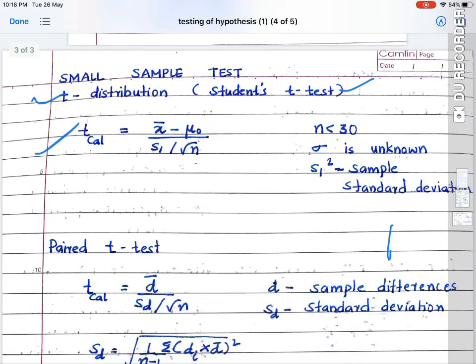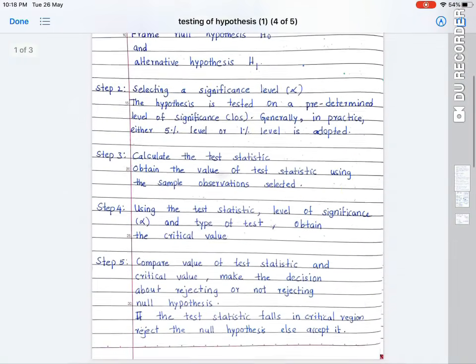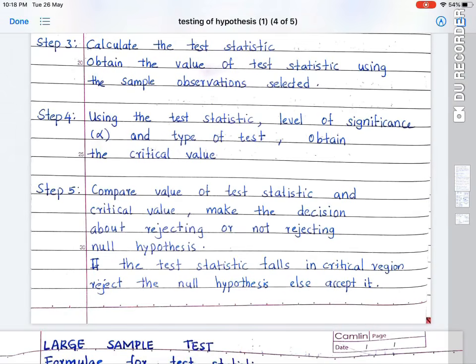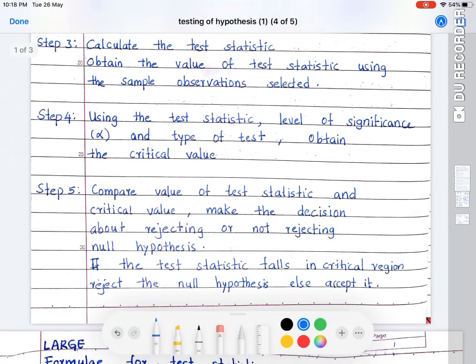Coming back to the procedure now, so that was about the test statistic. Now step 4, using the test statistic, level of significance is alpha, and the type of test. Now what is type of test? Type of test we have seen in the previous session. You could have one tail test or two tail test.